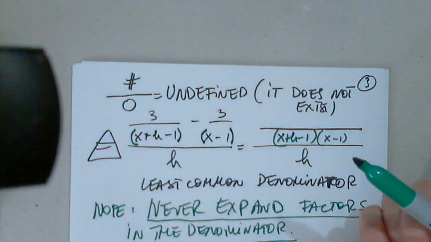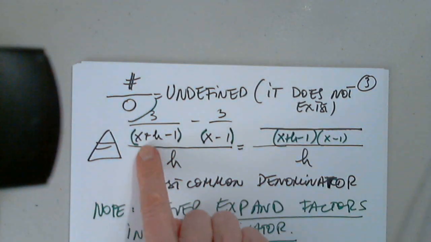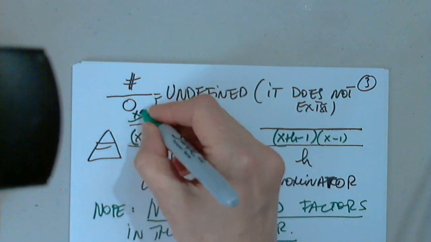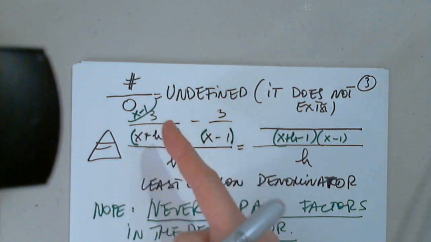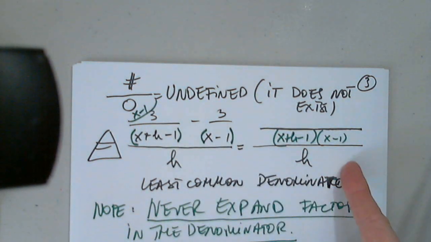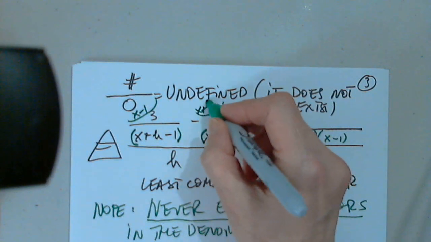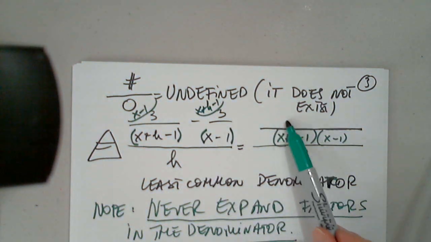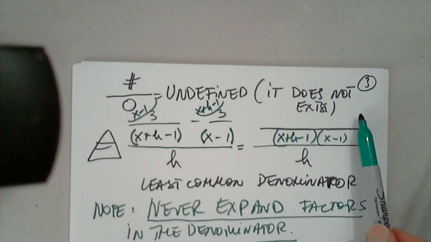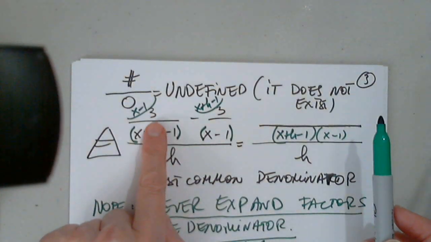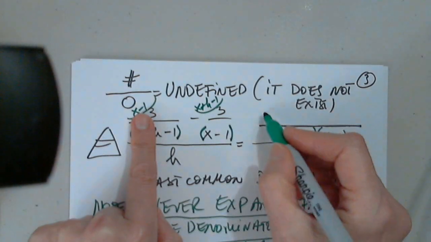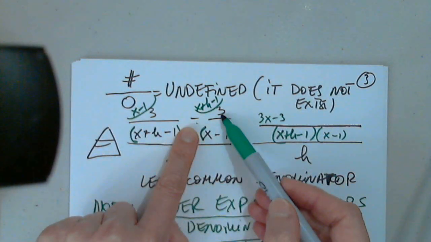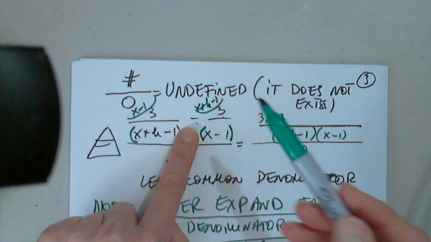And then, as Yulia said, this was multiplied by x minus 1, so I have to do the same thing to the top. Awesome. 3 times x plus h minus 1. Perfect. So now let's see what we have here at the top. 3x minus 3. Careful now, we are distributing negative 3 to 1, 2, 3 terms.